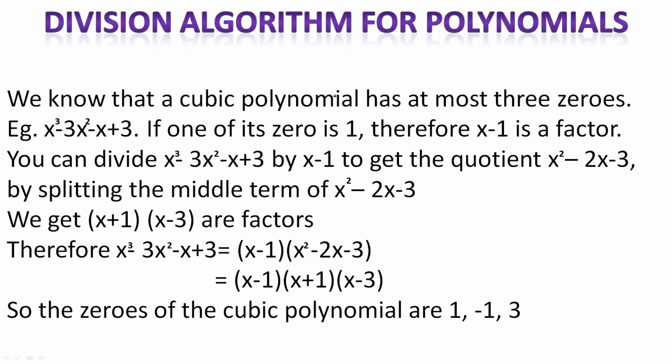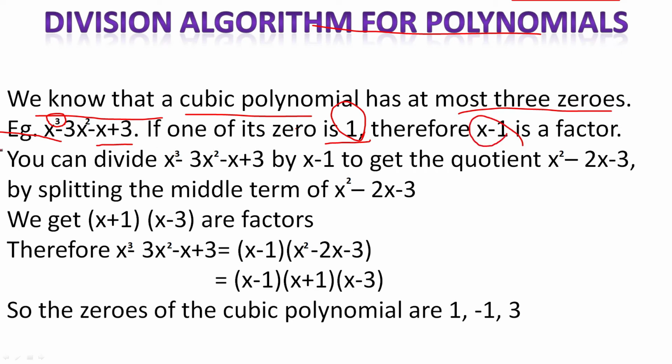Division algorithm for polynomials. Here you have to remember the division algorithm. A cubic polynomial has 3 zeros because its degree is 3, so definitely it will have 3 values. For x power 3 minus 3x square minus x plus 3, if one of its zeros is 1, therefore x minus 1 is a factor of the given cubic polynomial.